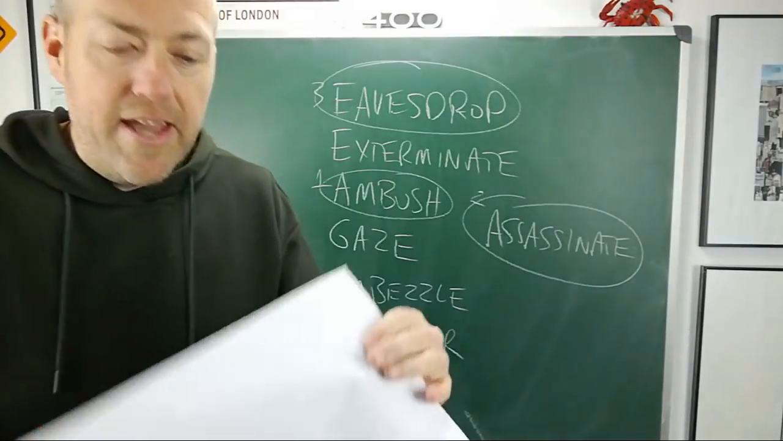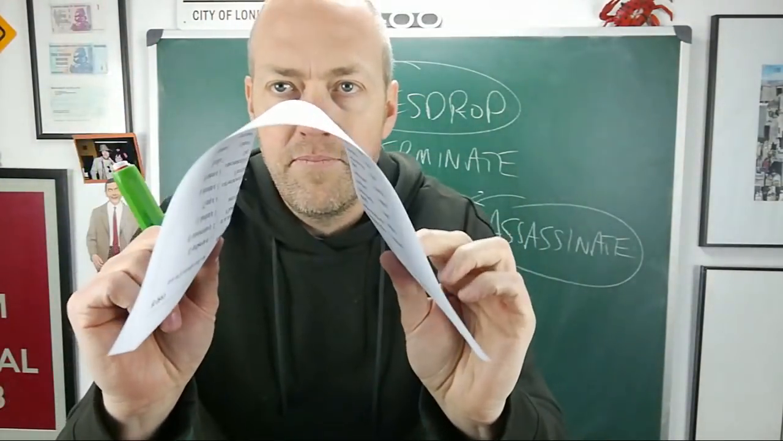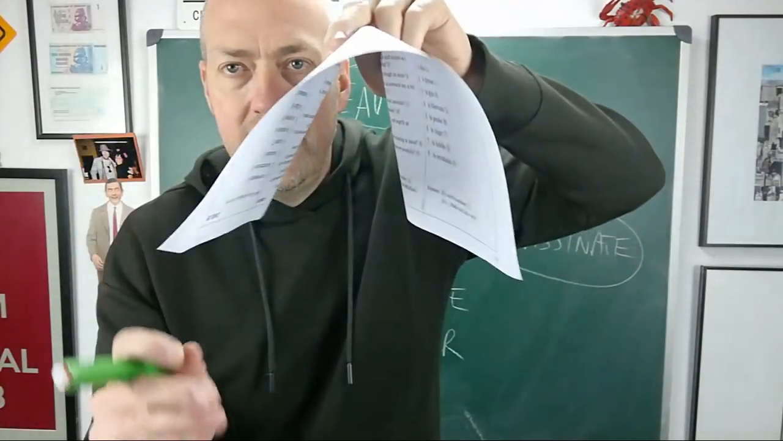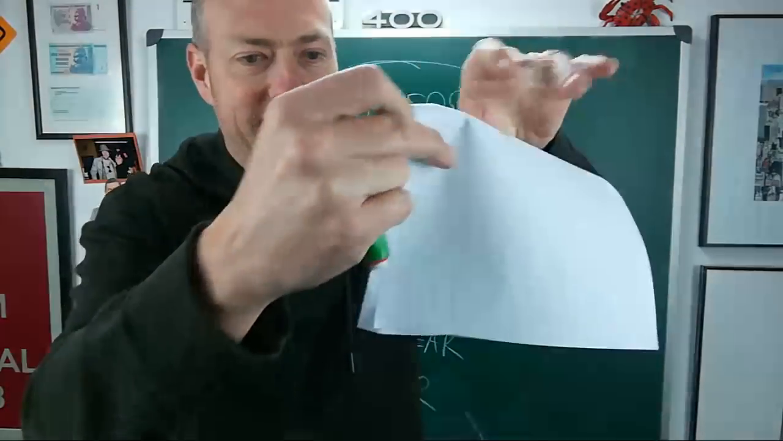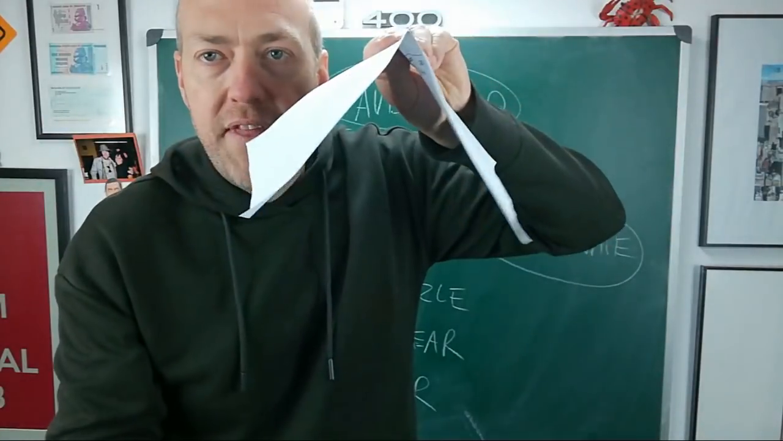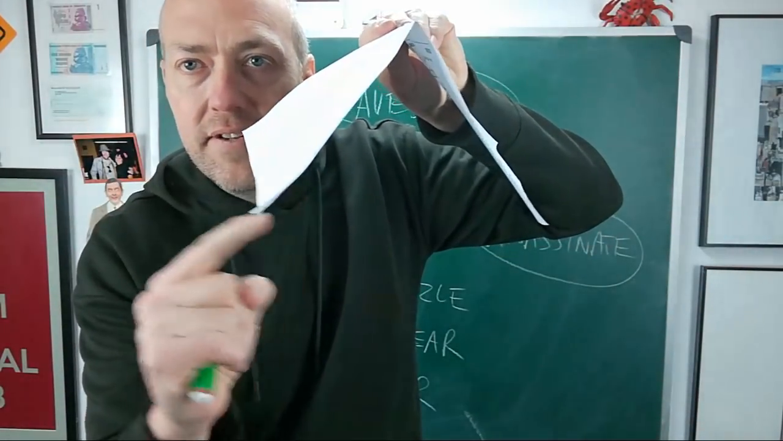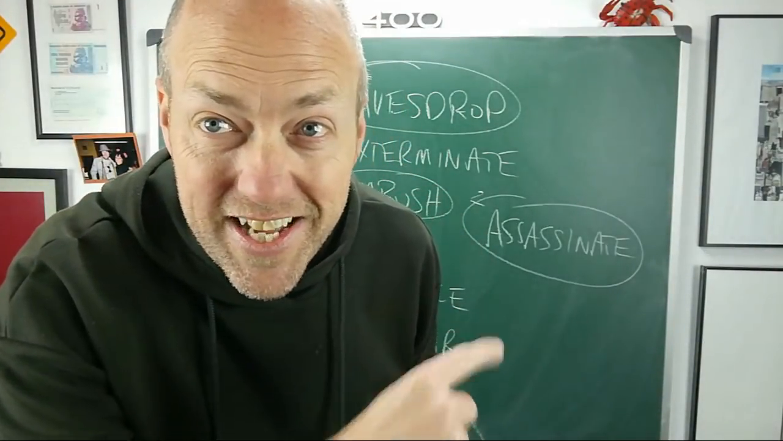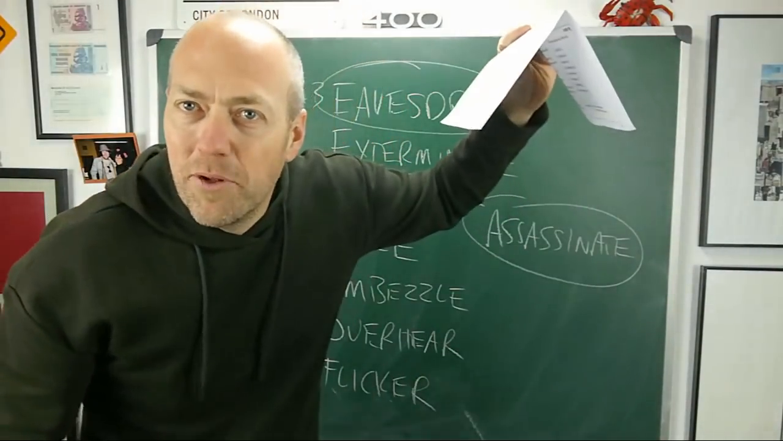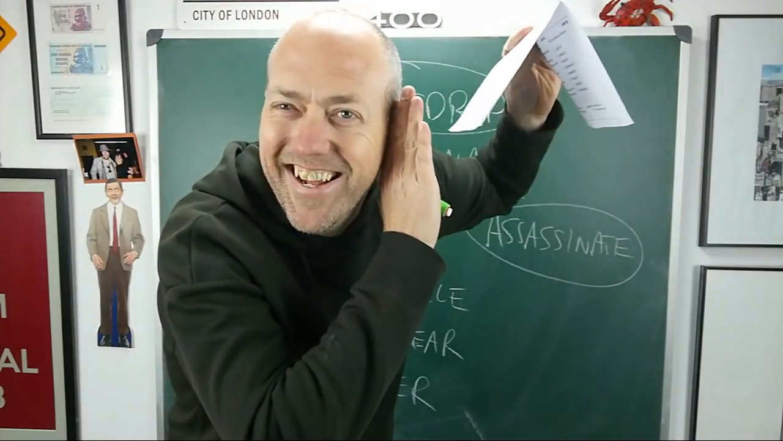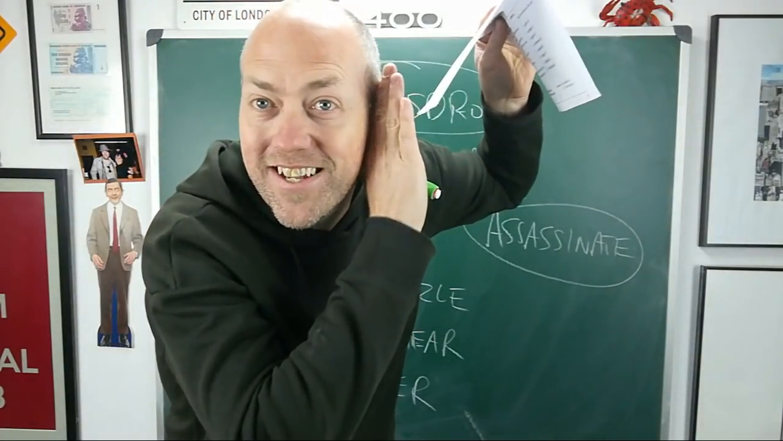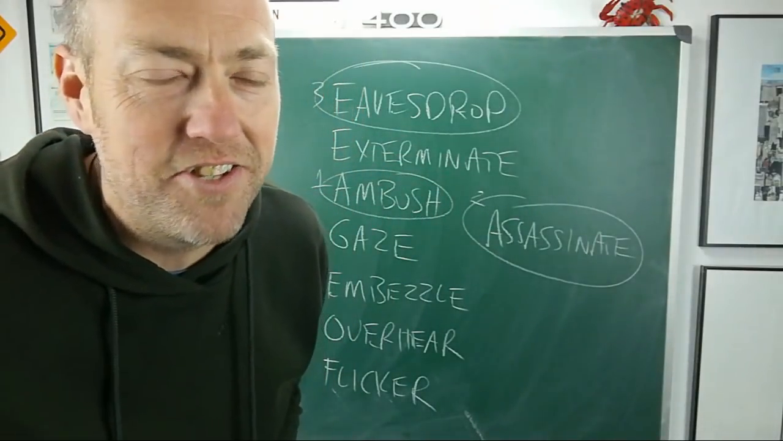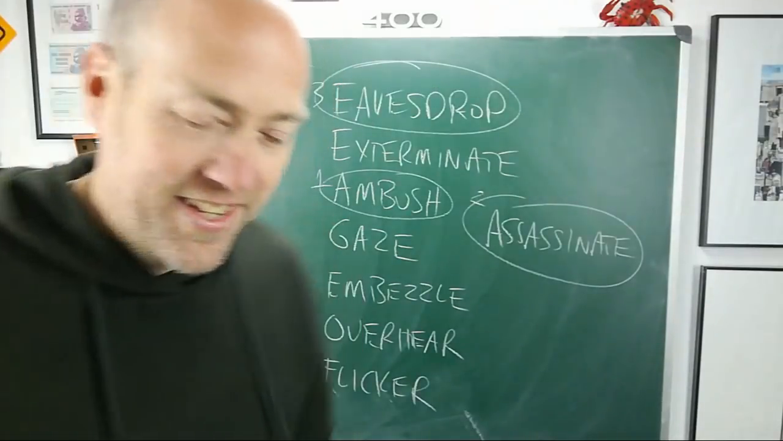Now, eaves is, okay, on the roof of your house. If this is your roof, right? Let me do the roof. So this is the roof of the house. These are the eaves, okay? So you can imagine in the past, in medieval times, people were standing at the roof of your house, listening to the conversation inside the house. Yeah, I can imagine this. Definitely.